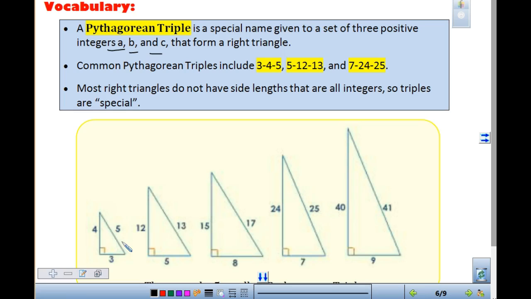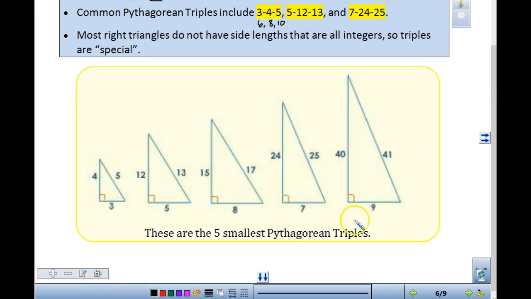So 6, 8, 10 is a multiple of 3, 4, 5, and any multiple of 3, 4, 5 is always going to be a Pythagorean triple. The other ones, 5, 12, 13 is a common one, and 7, 24, 25. It says most right triangles do not have side lengths that are all integers, so triples are special numbers. They listed 5 of the smallest Pythagorean triples. And again, any multiple of these sides would also be a Pythagorean triple.